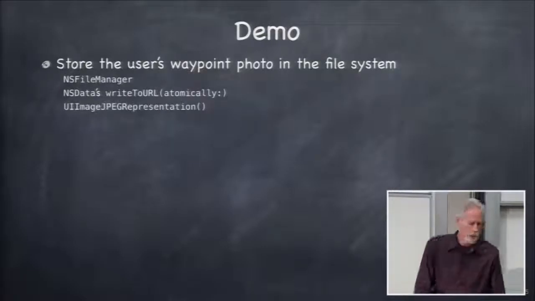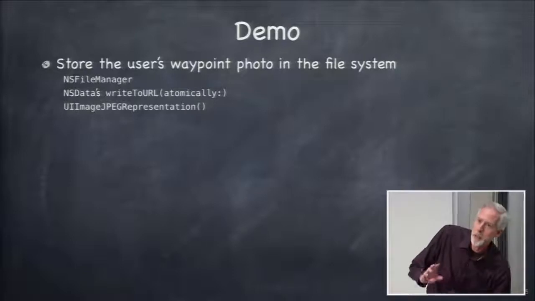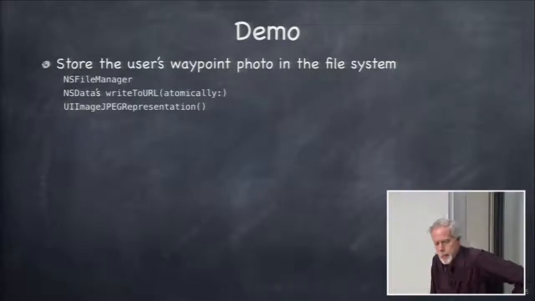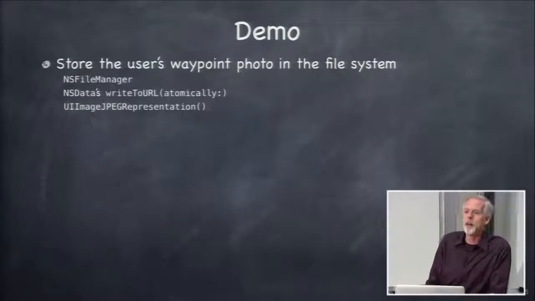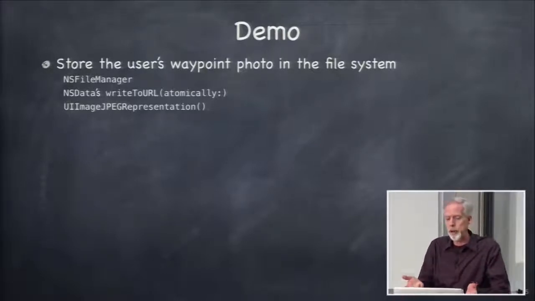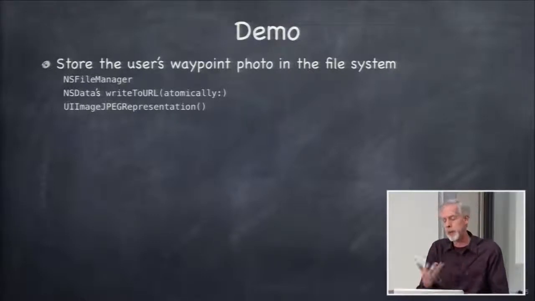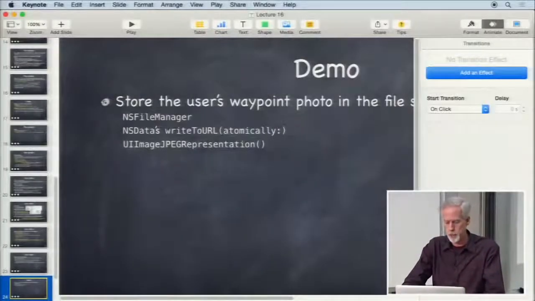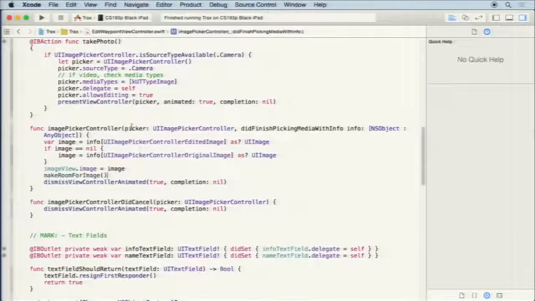All right, so the demo that I'm going to do, I'm not going to demo Core Data. Don't have time for that. So I'm just going to demo the file system piece. And we're going to do that by making our waypoint store the image that we took with the camera as a JPEG in the file system. And then we'll have a URL to it. We can update the waypoint, and our new edited waypoints will work just like the ones that come in a GPX file.